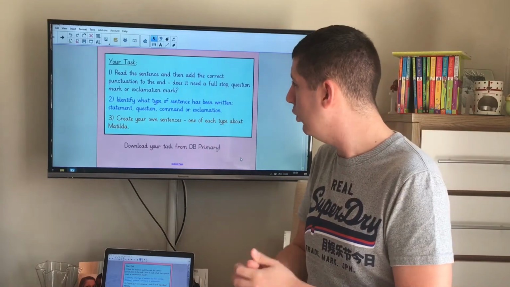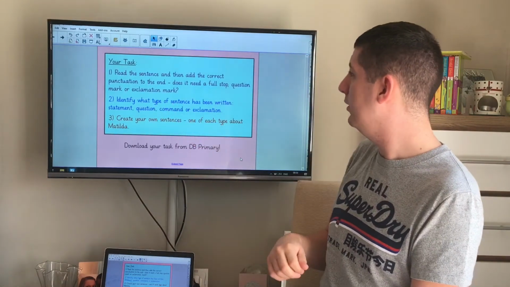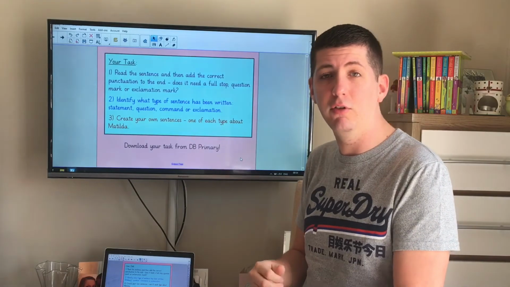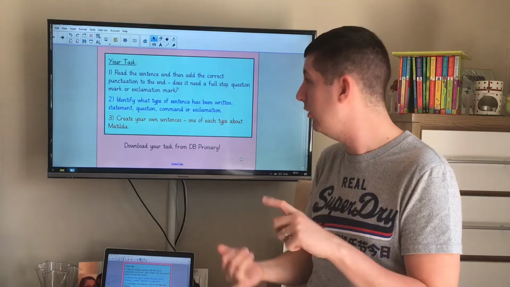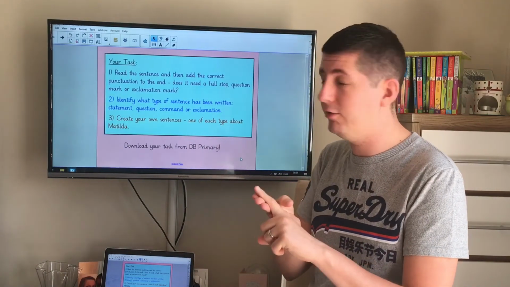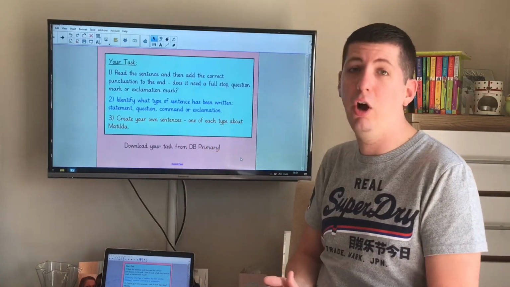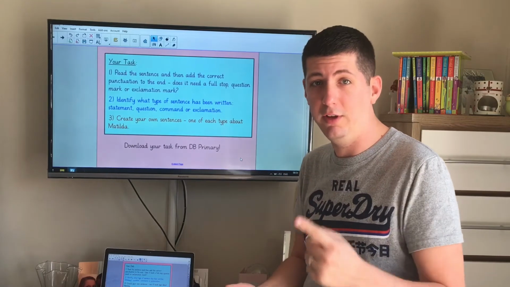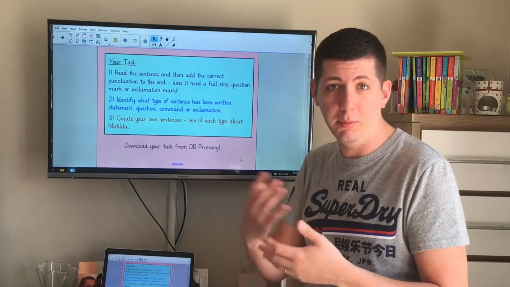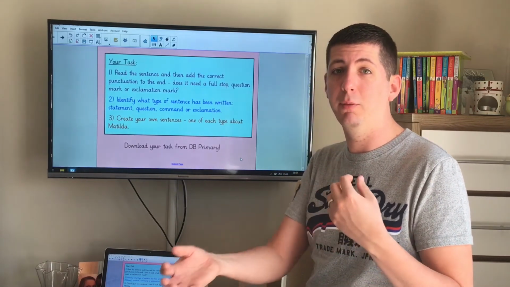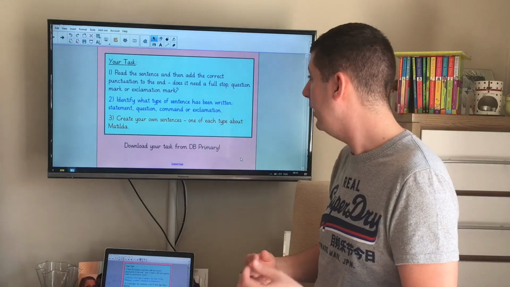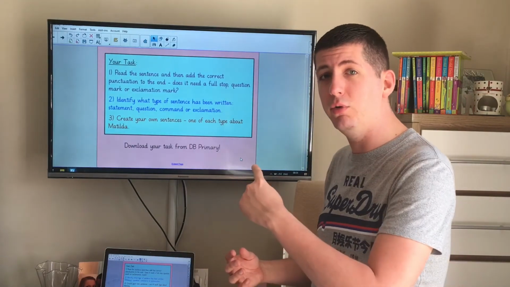Now, task number 2, we're going to see if we can identify the type of sentence that's been written. So you're going to read the sentence and you're going to work out, is it a statement, a question, a command, or an exclamation? And then finally, for task number 3, you're going to see if you can create your own sentences about Matilda, one of each sentence type. So remembering to use the correct punctuation, remembering to have the correct purpose for that sentence as well. Okay? When you finish that, come back here and we'll do our plenary together.